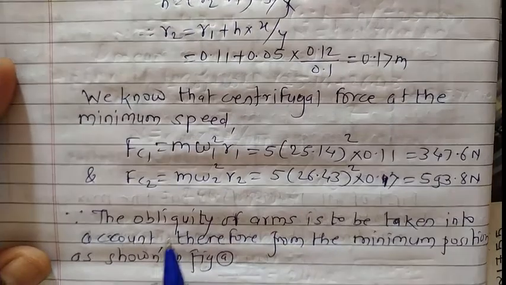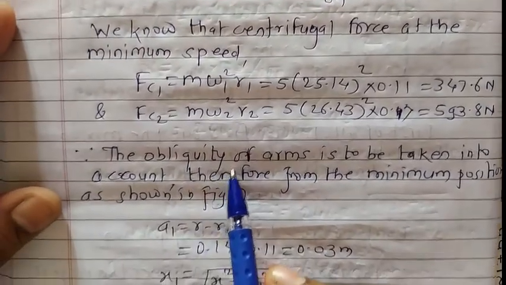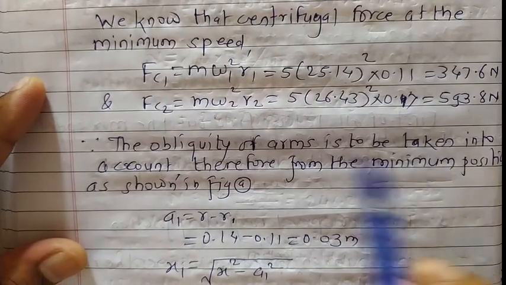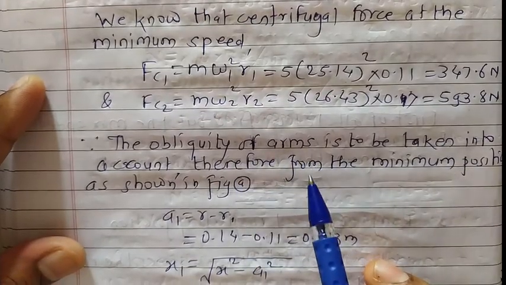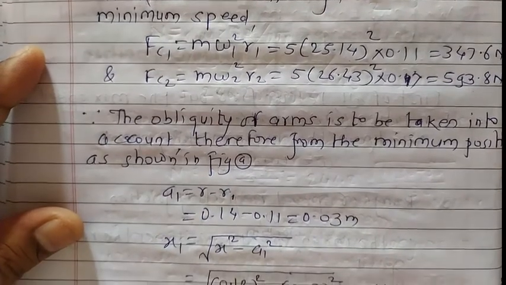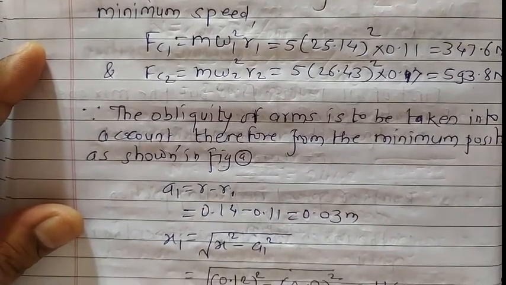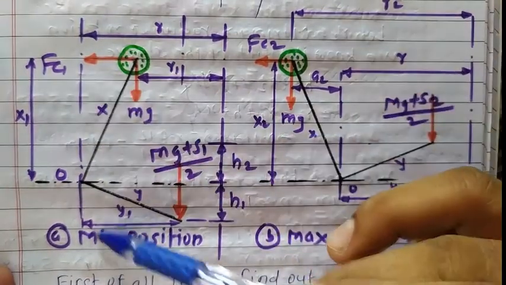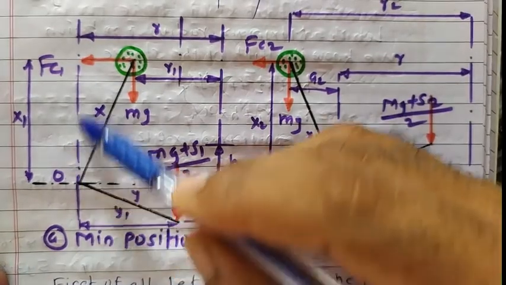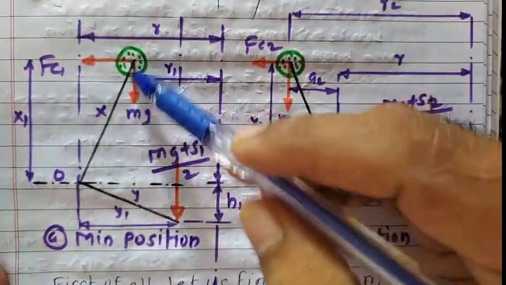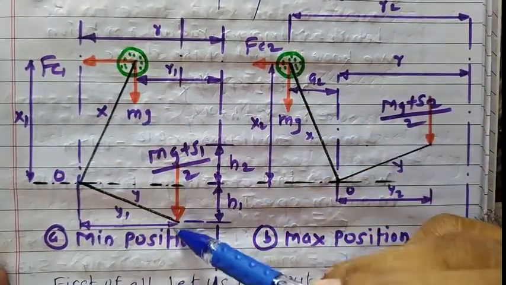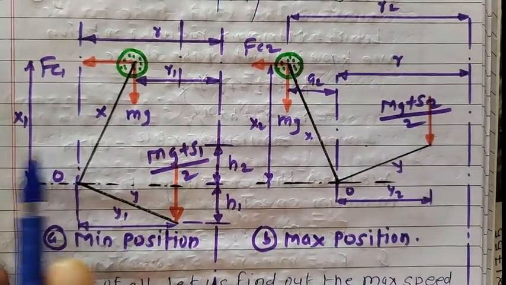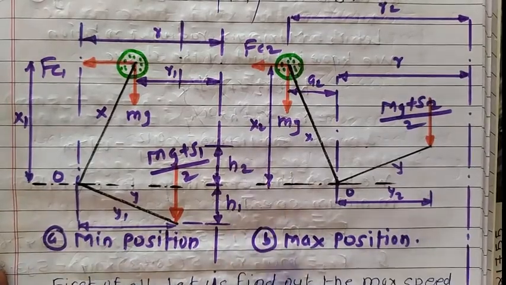The next one is by considering the obliquity of the arms. If you consider the obliquity of the arm, we need the values for A1 and A2 as well as X1 and Y1. Get the values for X1 and Y1 from this triangle. This triangle is formed here, and similarly, this triangle is formed here. From these, try to get the values for X1, Y1, X2, Y2.